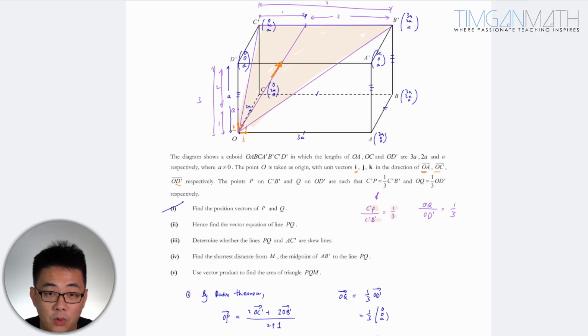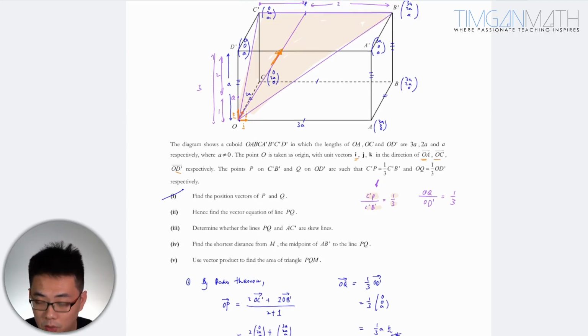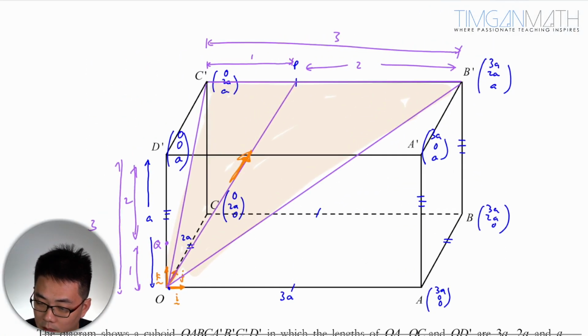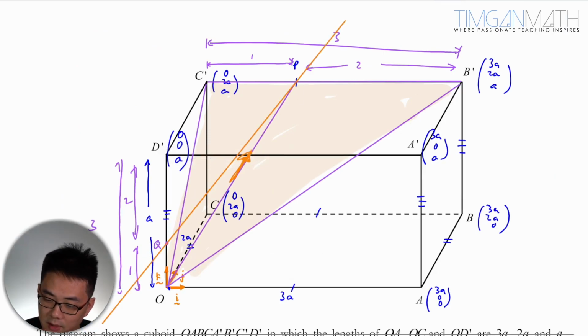So the second one should be quite straightforward. Hence, find the vector equation of line PQ. We need PQ. So now we have P and Q. I've already got P and Q, so I'm going to find this line here. So it's P to Q here. Okay, so I hope you can just visualize this line here, P to Q.